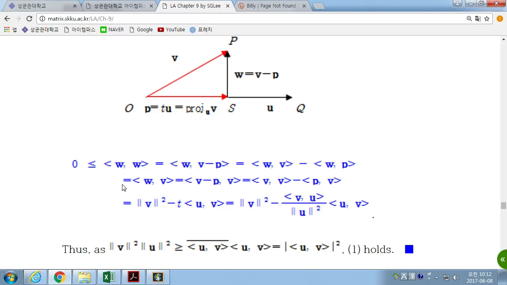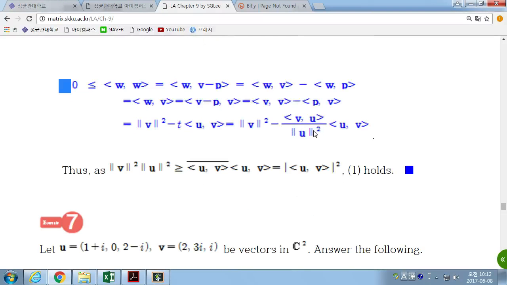And from here, from the property of the inner product, the inner product of w and w is always bigger than or equal to 0, which can be written as this, and can be split as this. Here w and p are orthogonal, so that term is 0, and we only have this term. Here w can be written as v minus p, so this can be split in this way. And p can be written as tu, so t can come out like this. So we have this property, which can be written as this. From here, if we move this and multiply by the square of the norm of u, then we have the product of these two, which can be written as the square of the modulus of the inner product of u and v.